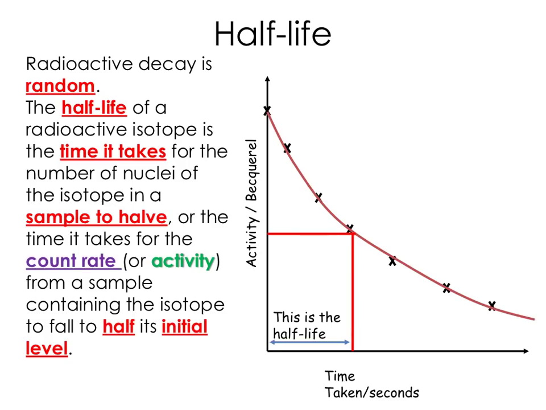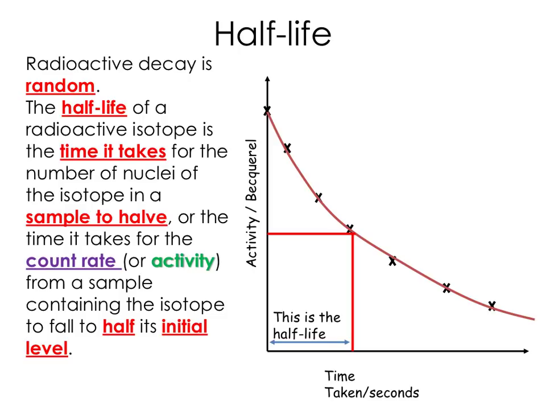I've mentioned before that radioactive decay is a random process, so it's very difficult to tell when an individual atom will decay. However, for a big sample of atoms, we can quite accurately predict how many of them will be left after a certain time based on the half-life. The half-life of a radioactive isotope is the time it takes for the number of nuclei of that isotope to halve, or the time it takes for the count rate or activity from a sample containing the isotope to fall to half its initial level.